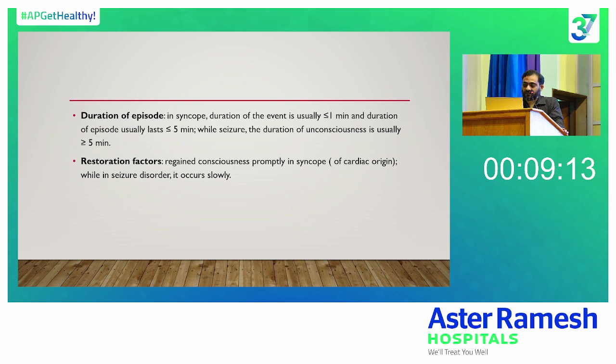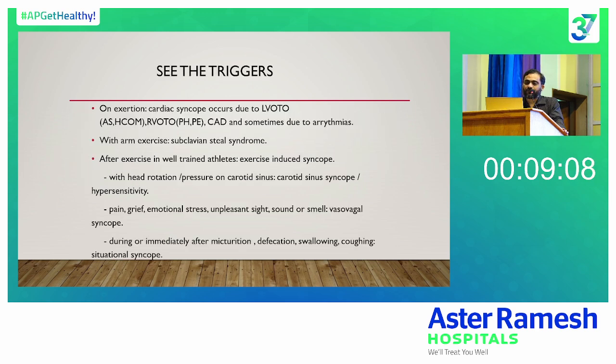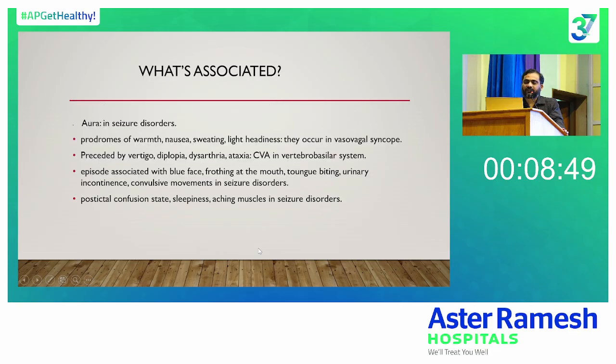When compared to neurological cause, usually they have some post-ictal episodes. See the triggers. As we have discussed, exercise is a very important trigger for cardiac causes. If a patient has syncope on arm exercise, suspect subclavian steal syndrome, and several other things like head rotation, pain, grief, and other things like vasovagal syncope and situational syncopes with micturition, defecation, and other things.